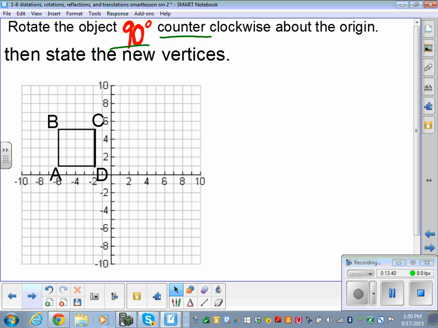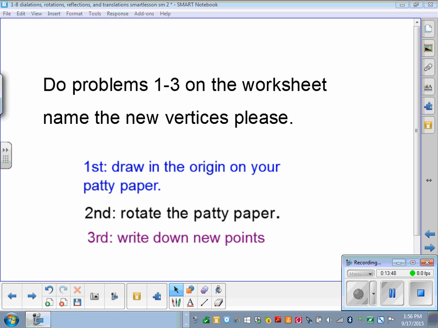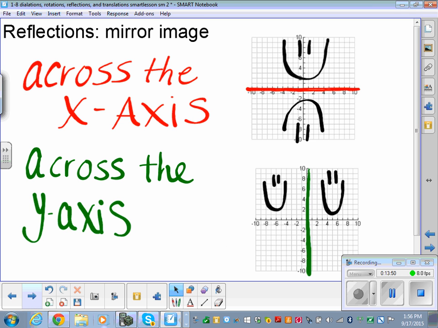Do problems 1 through 3. So these are what we're on now. 1 through 3. Okay, so now we're going to talk about reflections. There's lots of reflections we need to talk about, okay?